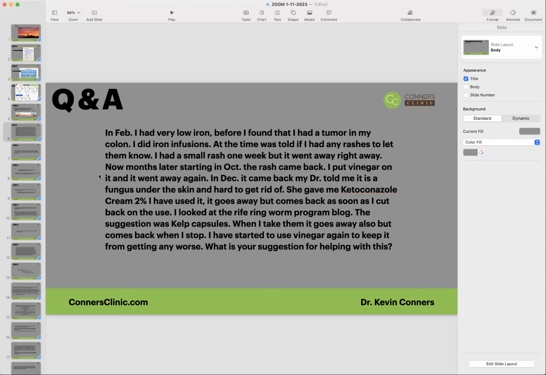I looked at the Rife ringworm program blog. The suggestion was kelp capsules. So a ringworm, I Google the ringworm and look at the images of ringworm, because ringworm is very distinct and easy to diagnose by looking at the pictures of ringworm. If it looks like those pictures, well, then treat it as a ringworm, and certainly you could use kelp and run the ringworm program. I would also try some essential oils on it.